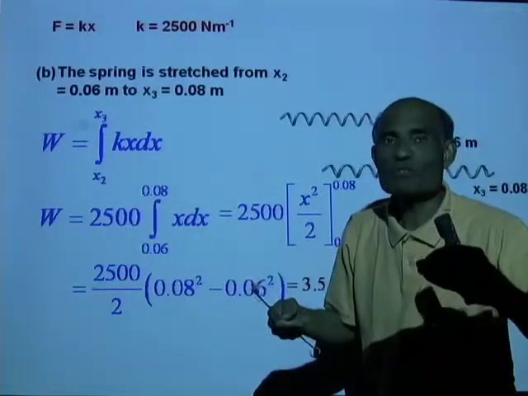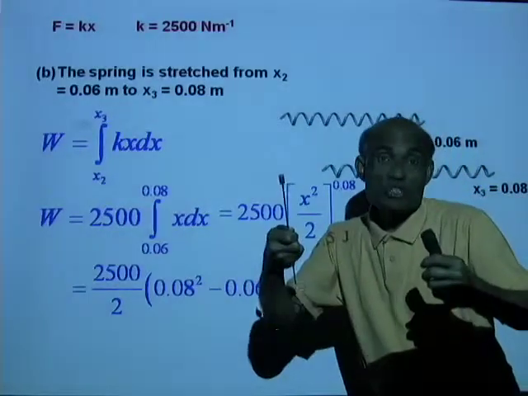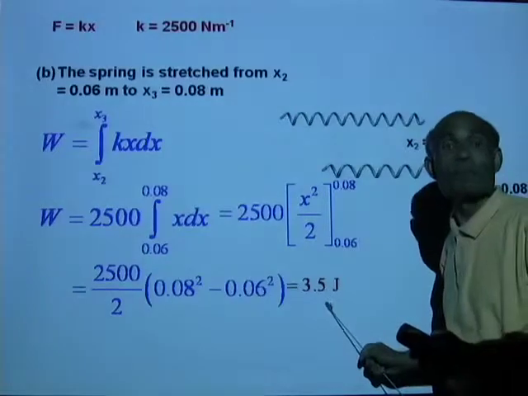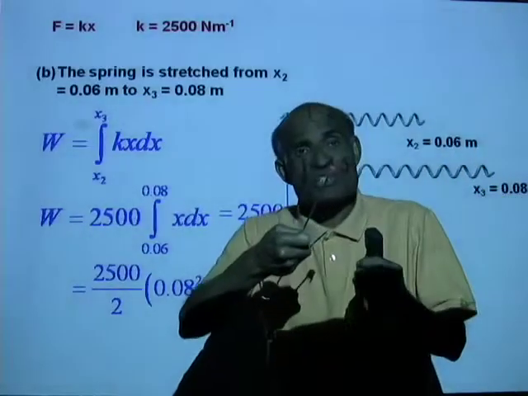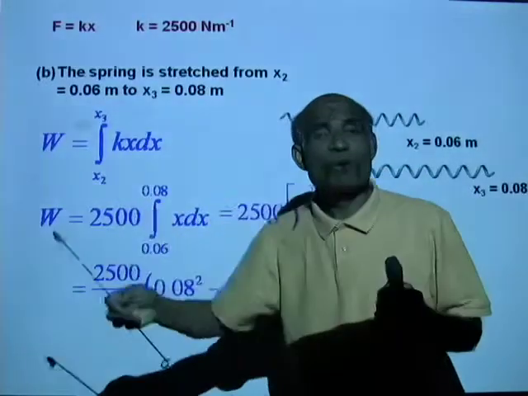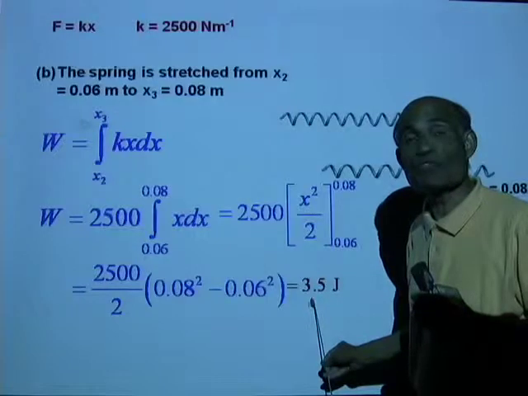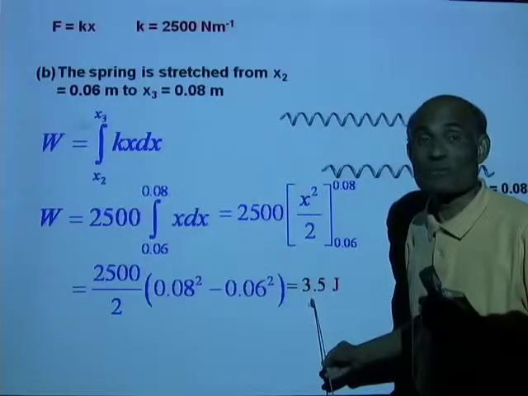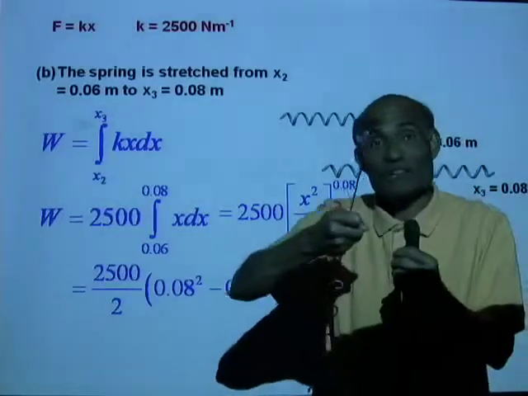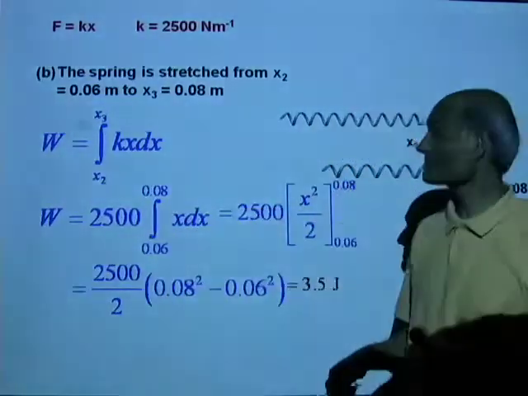So, in order to stretch the spring initially by an amount of 6 centimeter, we used how much work? 4.5 joules. To stretch it an additional 2 centimeter, we've done 3.5 joules. If you want to stretch another 2 centimeter, tell me, will the work done be this, greater than this, or less than this? It will be greater than this, because as you keep stretching, you need to apply a greater force.